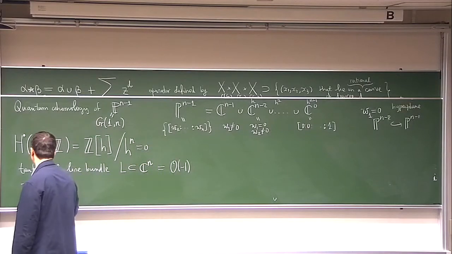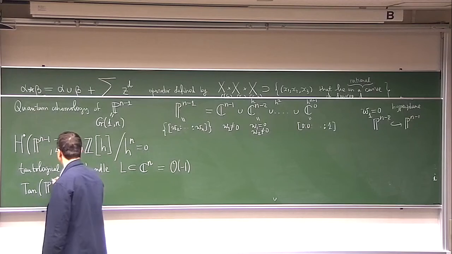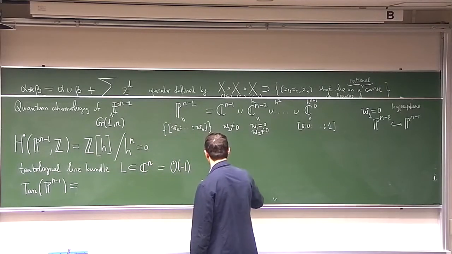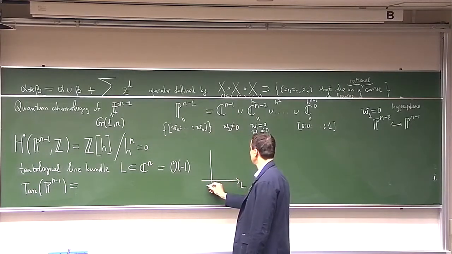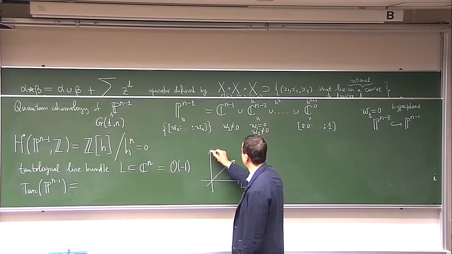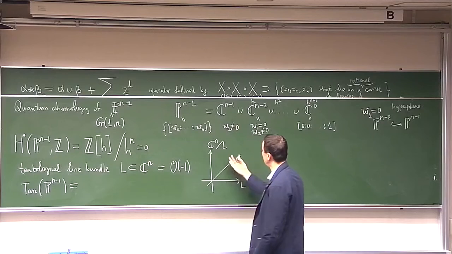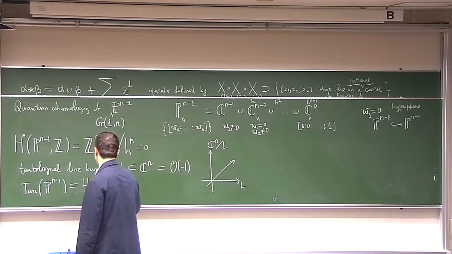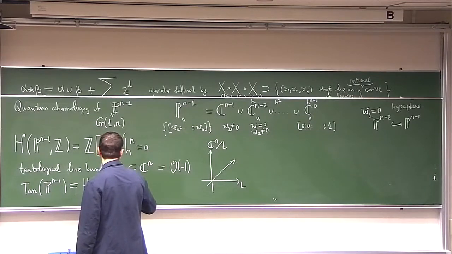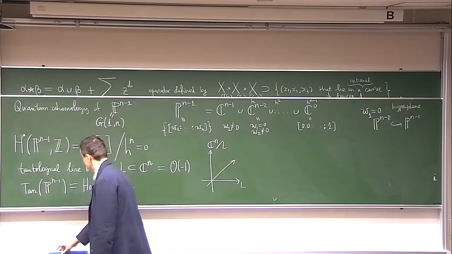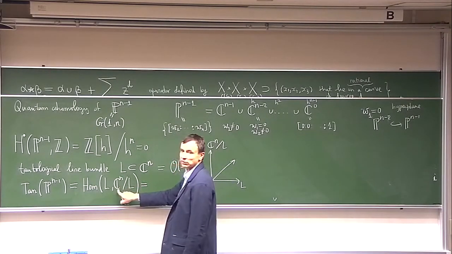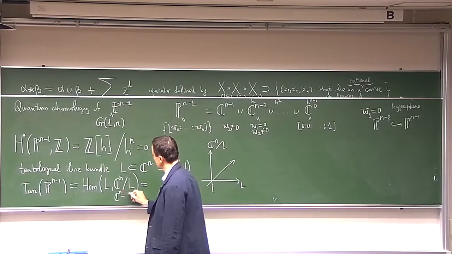And so then the tangent bundle to projective space, what is it canonically? If I have a line, the deformations of the line are just graphs of maps. So the deformation of a line is a graph of a map from L to Cn mod L, so it's Hom from L to Cn mod L. Now if I expand this out, Cn is a trivial bundle of rank n, and L is my O of minus 1.